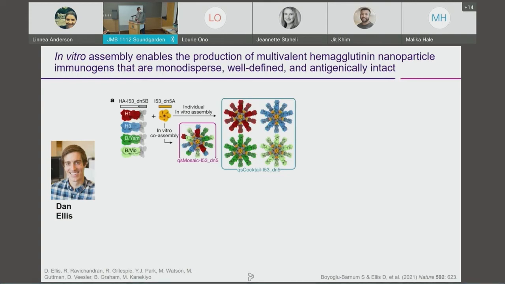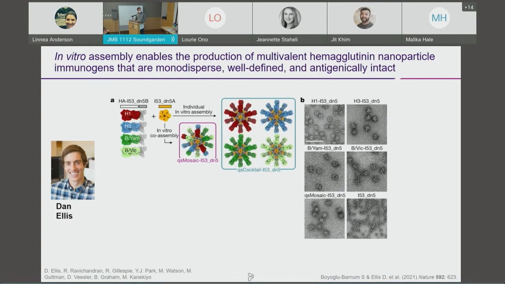And so this is work led on our lab's end by Dan Ellis, who recently graduated from the group. And what Dan did is he took the 4 hemagglutinin strains that are in current commercial seasonal flu vaccines and made genetic fusions to the nanoparticle trimer subunit in gray. And those can be individually assembled with the pentamer protein to form different nanoparticles, each displaying multiple copies of a single hemagglutinin. Or you can mix all 4 of these trimers together first. Nothing happens until you add in the pentamer, at which point you drive co-assembly to form this mosaic nanoparticle immunogen that co-displays all 4 hemagglutinins.